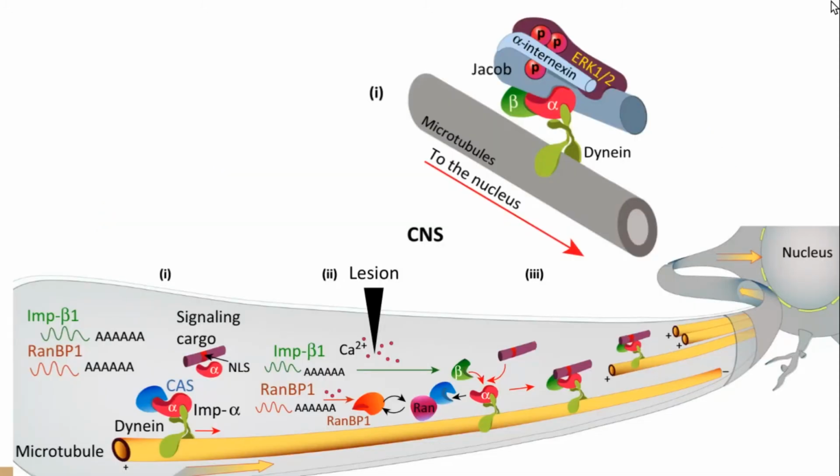Another mechanism of injury-induced retrograde signaling occurs through the local translation of importin mRNA. Importin beta 1, or importin beta, is traditionally known to shuttle proteins containing a nuclear localization signal, or NLS, into the nucleus through the nuclear pores.